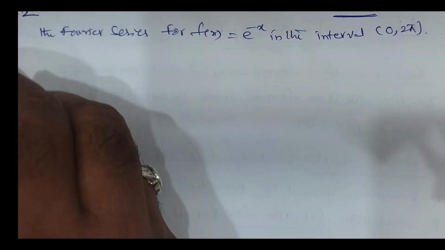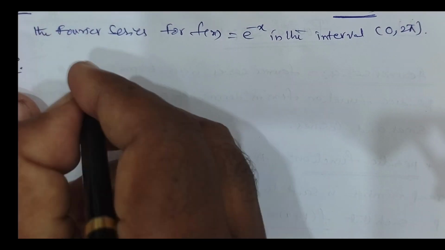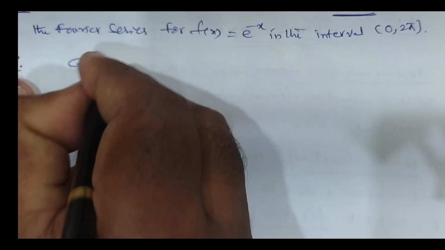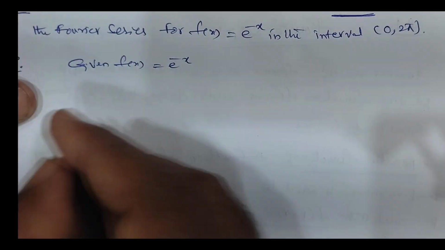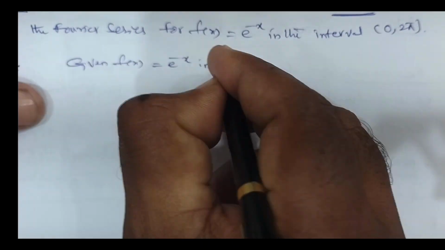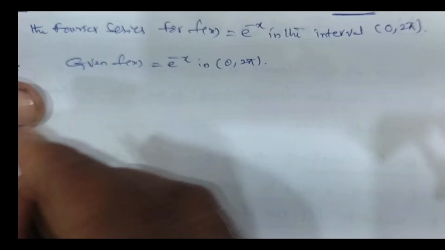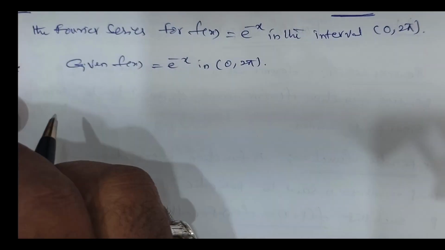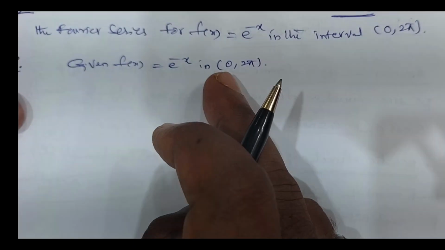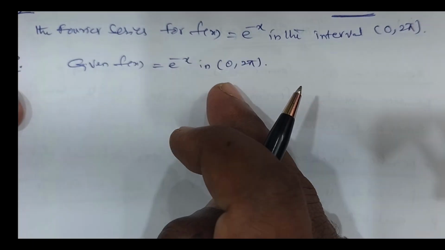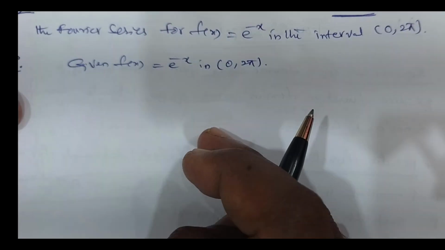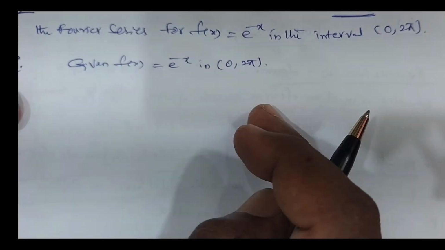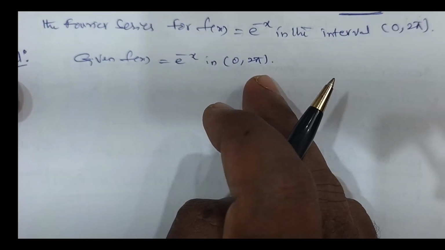So solution. Given function f of x is equal to e power minus x in the interval 0 to 2 pi. This is the first type of question. The second type of question is minus pi to pi. The third type of question is minus L to L. The fourth type of question is 0 to 2L. So this question is the first type.